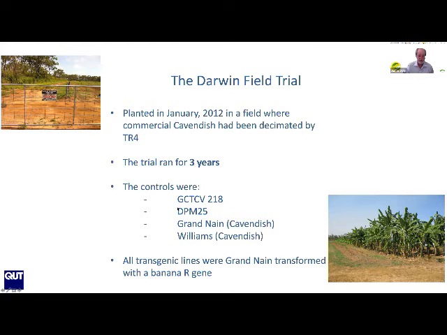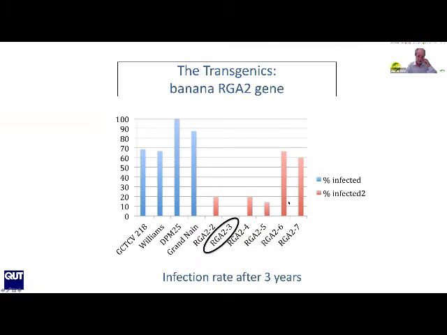The controls we had were GCTCV218. That's the tolerance selection from Taiwan that's very popular in the Philippines. DPM25, which was developed in Australia for resistance to subtropical race 4, not tropical race 4. And we also have Grand Nain and Williams as controls. All the transgenic lines were in Grand Nain and they were transformed with a single banana resistance gene.